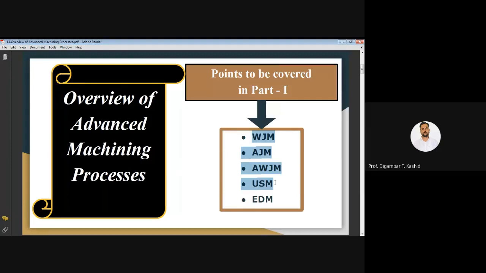And whatever I have shown last, EDM, that is electric discharge machining, belongs to the electrical energy based processes, or you can call it a combined thermoelectric process. And in the second part we will see the remaining processes. So let us begin with the first.